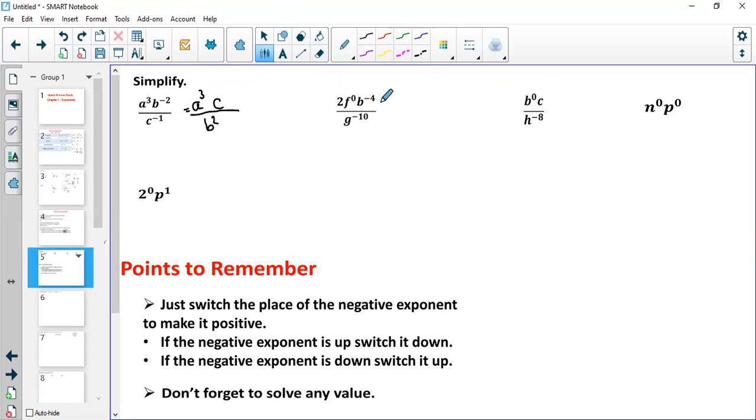Okay, let's move on with this. Now here we have 2. So 2 has nothing to do, we write 2 as it is. F to the power of 0 means the value of f to the power of 0 is going to be 1.